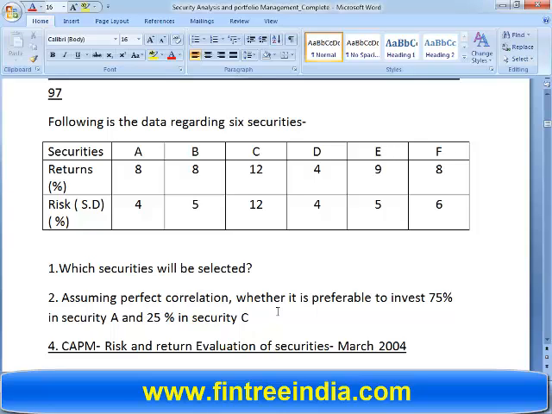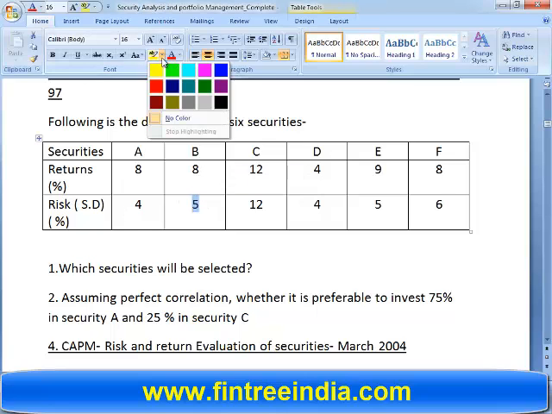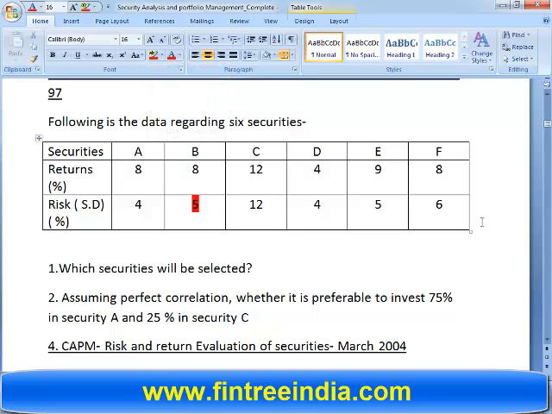Now, which securities are to be selected? There are 2 ways of approaching this, and I would recommend on the exam you should do both. Logically, let's start eliminating the securities here. Both A and B have the same returns, but B has got higher standard deviation, so we can easily eliminate B. In fact, F has got the same return, but F has also got higher standard deviation, so we can eliminate F based on the standard deviations. And the one that we've selected here, let us say, is this one, so let's give it a green mark.